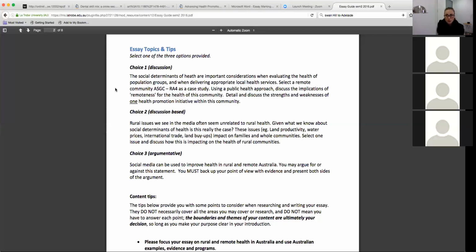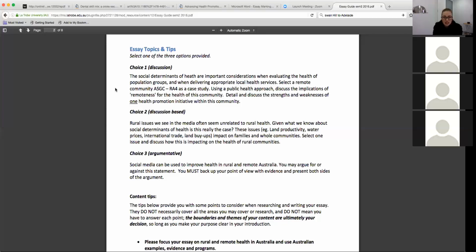So we don't mind which side you take. I think with this question, it's really important that it's clear in the introduction which side you've decided on. Is social media a good way to improve rural health, or is it detrimental? Make that clear from the get-go, which side you're on. And then there's lots of websites that tell you how to structure an argumentative essay. So it's just up to you how you want to do it. But really you do have to present both sides of the argument.